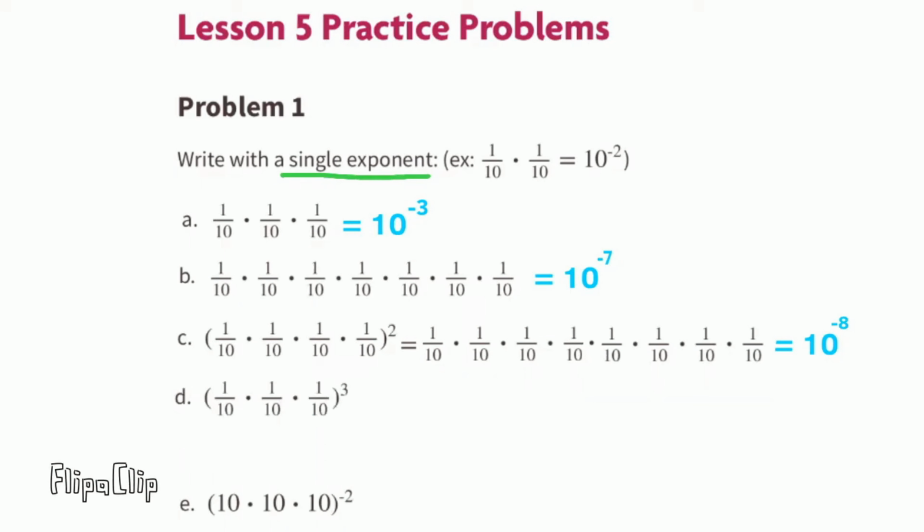D. Inside the parentheses, we have 1/10 times itself 3 different times, and outside the parentheses, we have to the power of 3. That means we need 3 groups of 1/10 times itself 3 times.